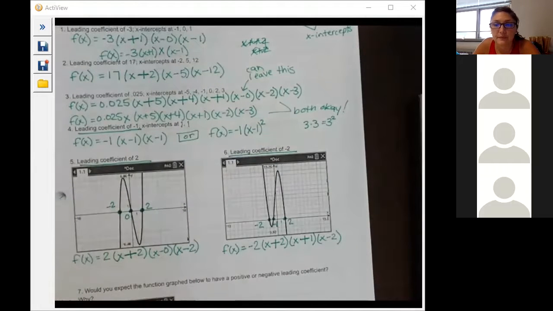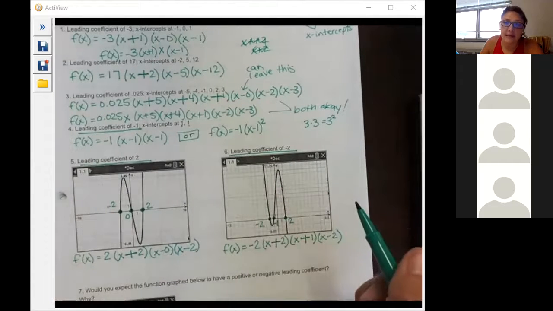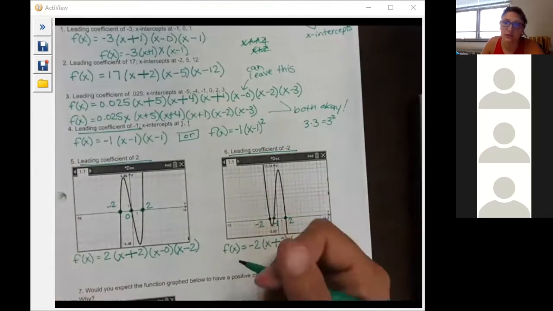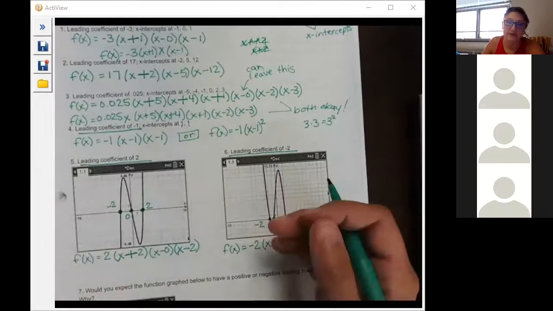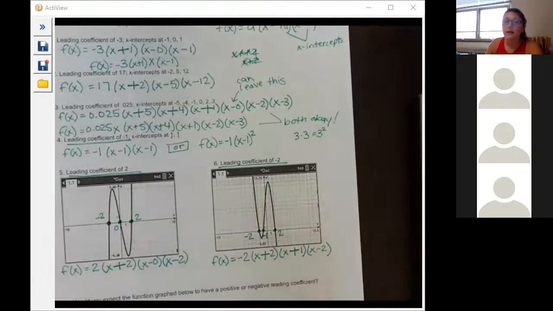Okay, thank you. We will have problems that we'll see later on where your leading coefficient may not be given. And if that's the case, your directions will say assume a leading coefficient of 1, unless you are specifically told otherwise or given information that makes you think otherwise. Anything else?